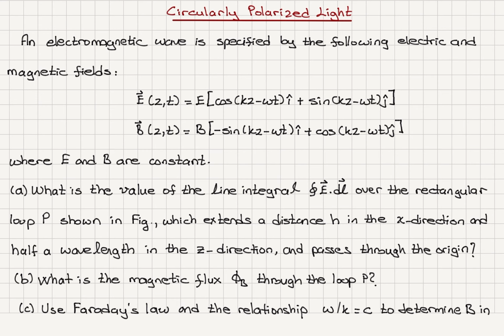Part A, what is the value of the line integral, closed path integral E dot dl, over the rectangular loop P shown in the figure, which extends a distance h in the x direction and half a wavelength in the z direction and passes through the origin?